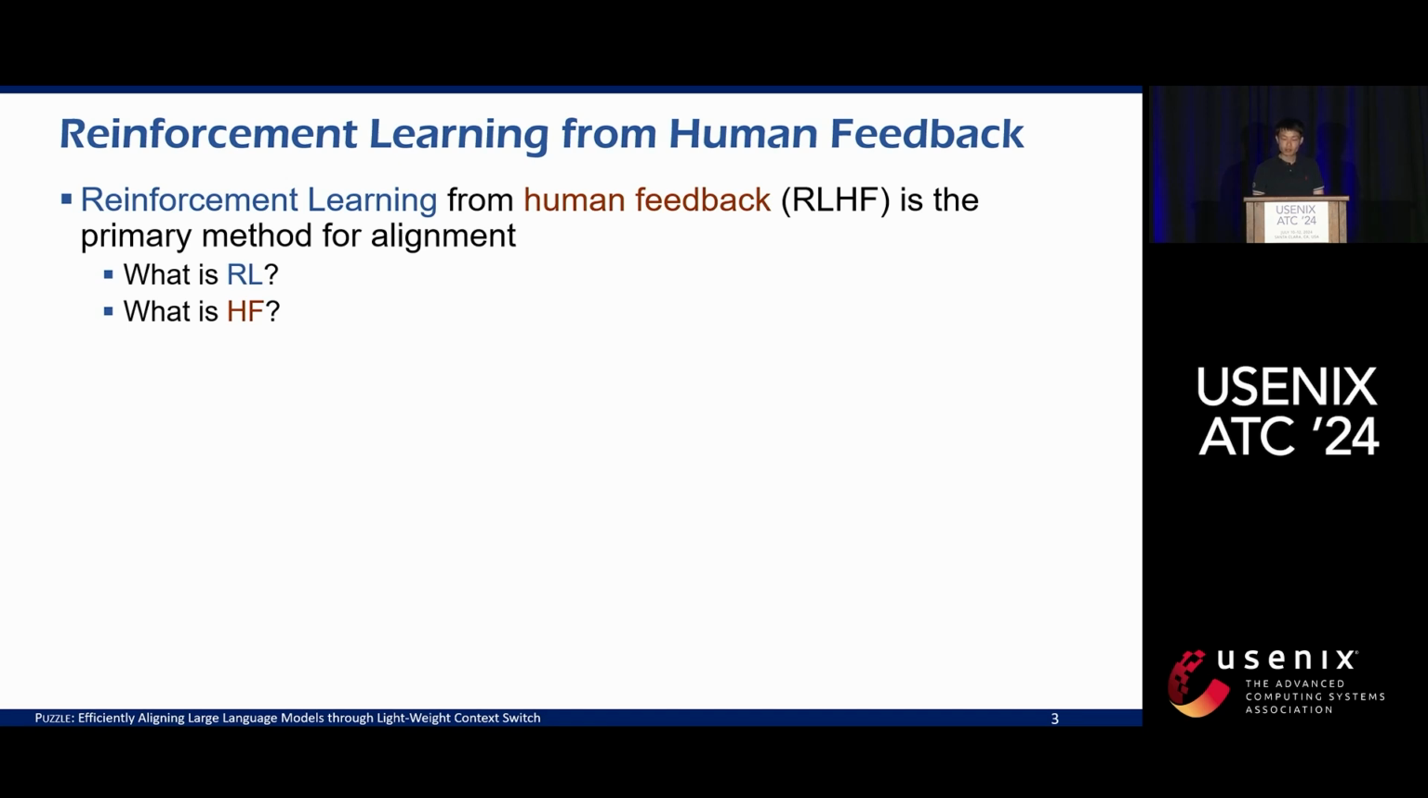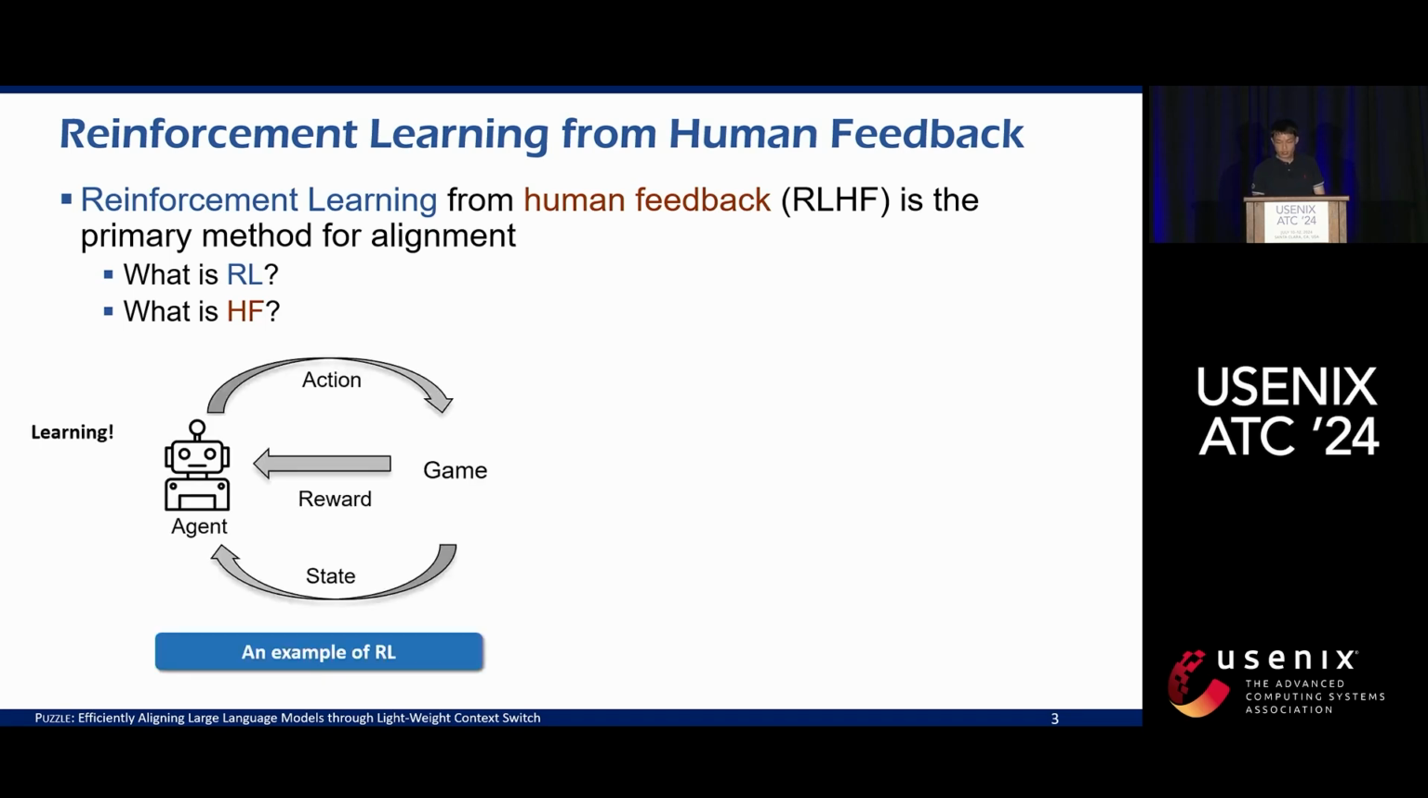Let's start from reinforcement learning and human feedback separately. Here we show an example of reinforcement learning. In this example, an agent plays the game. At first, the game presents the current state to the agent. Then the agent decides on an action to perform based on the given state. Once the action is executed, the game provides feedback in the form of a reward. And according to this reward, the agent improves its action to maximize future rewards.